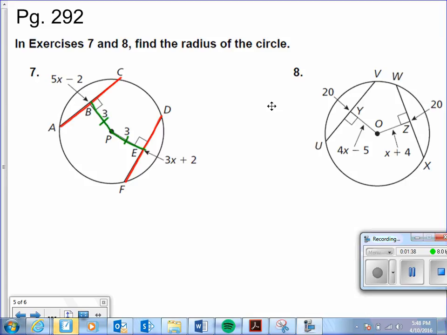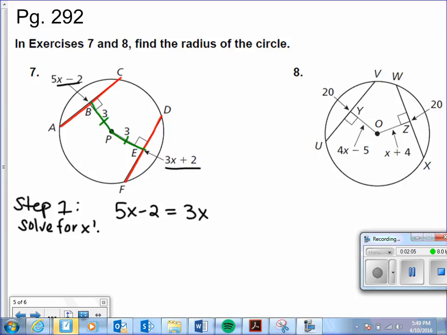Now step 1 in solving this problem was to solve for x. Solving for x, you're going to take your two expressions, your 5x minus 2 and your 3x plus 2, and you're going to set them equal to each other. That's step 1. I'm going to take my 5x minus 2, set it equal to 3x plus 2, and I'm going to solve. And this is a quick one.